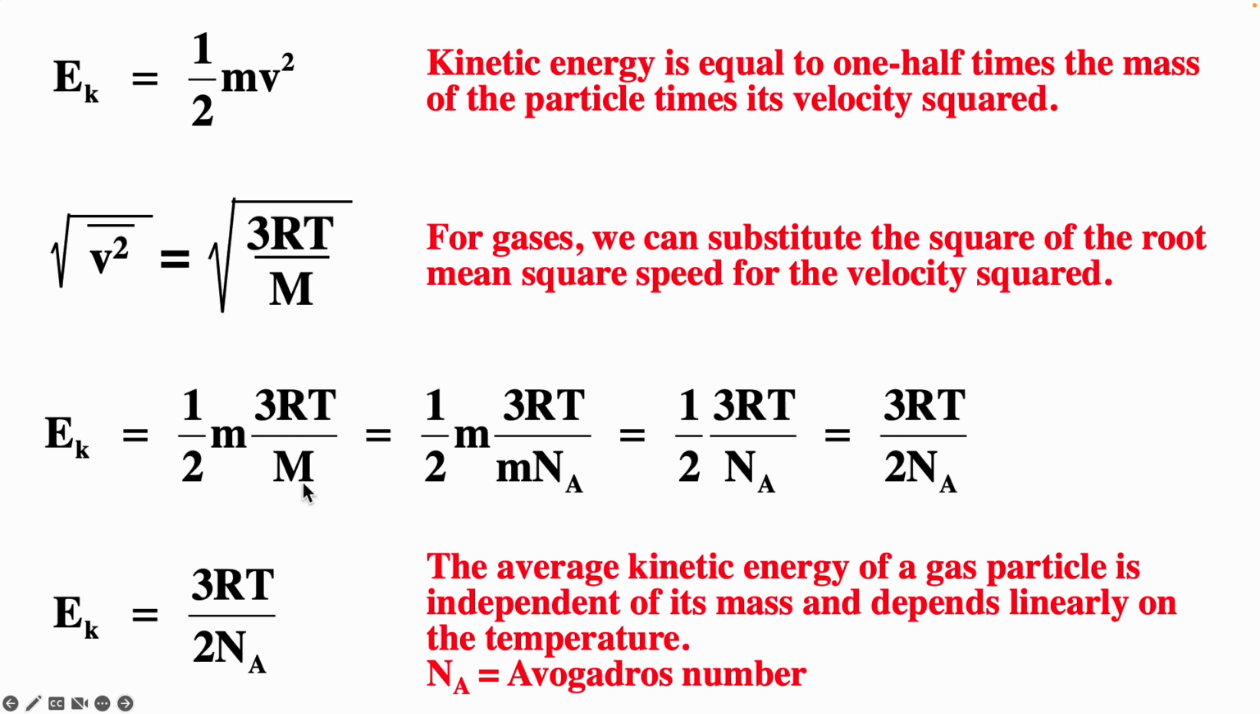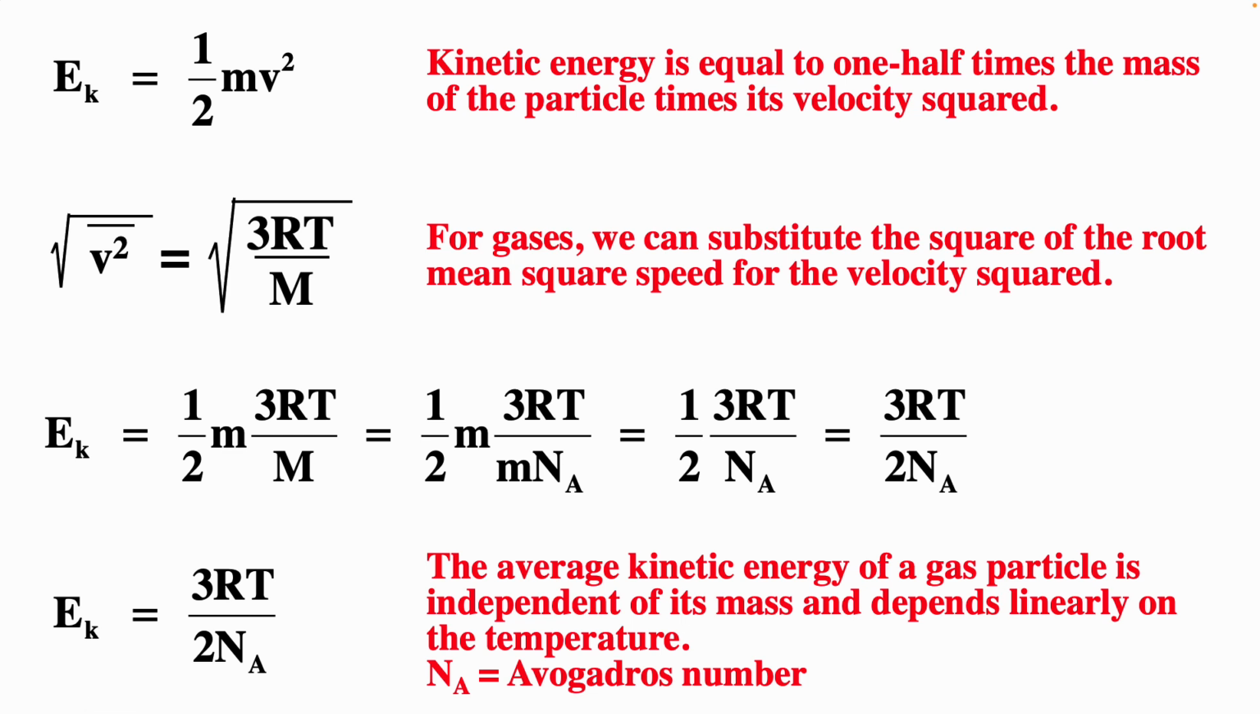Now, the molar mass is just going to be Avogadro's number times the mass of a single particle. So the lowercase m we're looking at is for a single particle. Molar mass is Avogadro's number times the mass of a single particle. And so the m's cancel, and we get 1/2 times 3RT over Na, where again Na is Avogadro's number. And so we can just rewrite it as 3RT over 2Na. So the kinetic energy of the gas is equal to 3RT over 2Na.